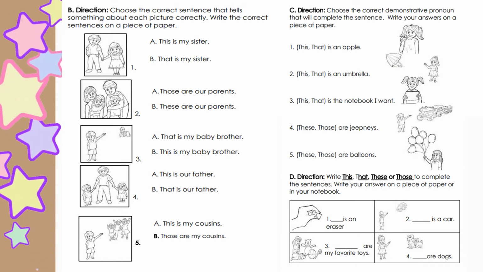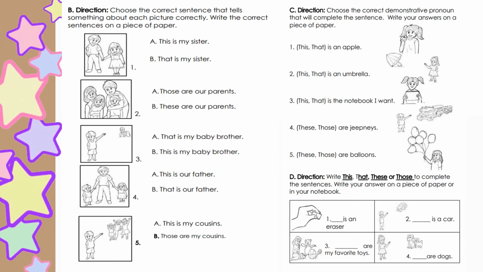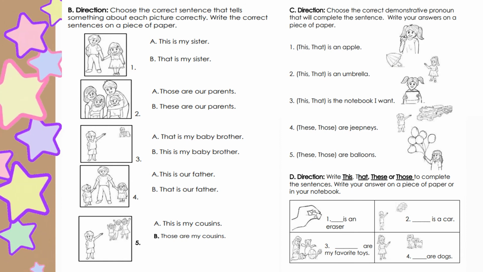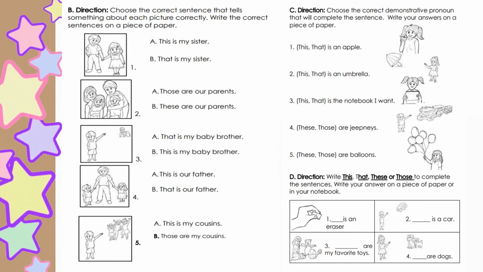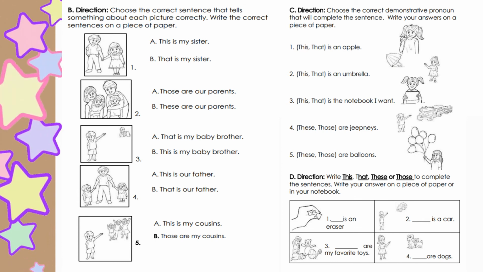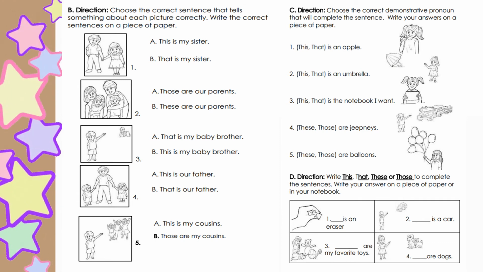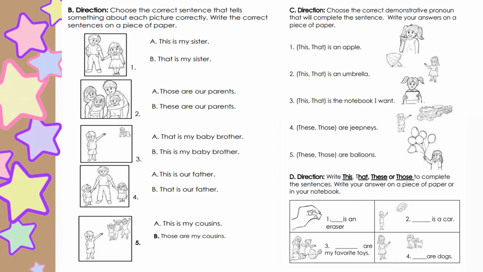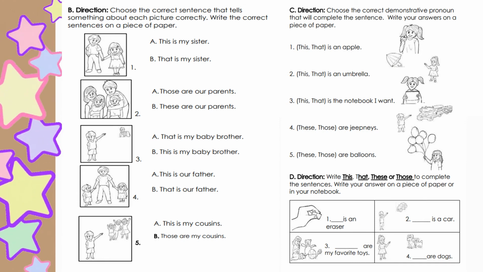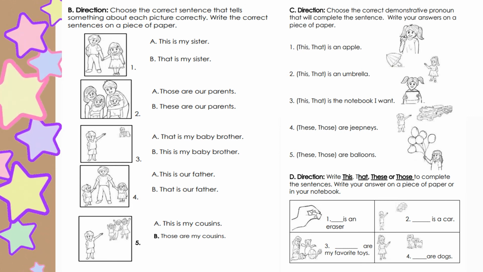Choose the correct demonstrative pronoun that will complete the sentence. Write your answers on a piece of paper. Number 1, this, that is an apple. Number 2, this, that is an umbrella. Number 3, this, that is the notebook I want. Number 4, these, those are jeepneys. Number 5, those are balloons.